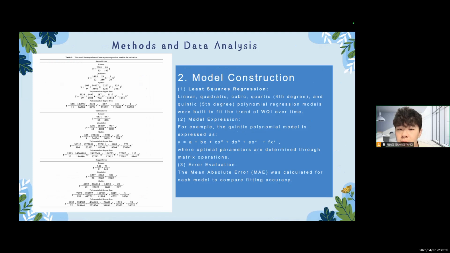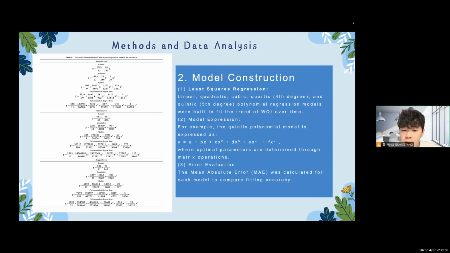Second is model construction. Least squares regression is very important in this paper, such as linear, quadratic, cubic, quartic fourth degree, and quintic fifth degree. Polynomial regression models were built to fit the trend of WQI over time. Second is model expression. For example, the quintic polynomial model is expressed.